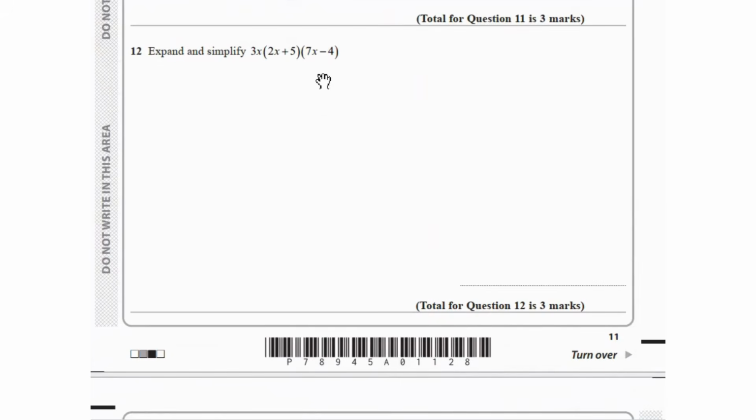Then it says expand and simplify 3x, bracket 2x plus 5, and then bracket 7x minus 4. This is similar to a triple bracket expansion. So what I would suggest is expand these two first, or you can even expand the double bracket first. Actually, let's do that. Expand the double bracket and then multiply the result with 3x. So 3x bracket 2x times 7x minus 4, and then plus 5 times 7x minus 4.